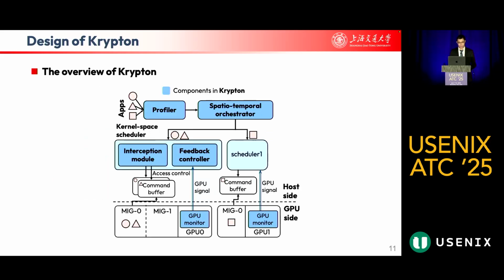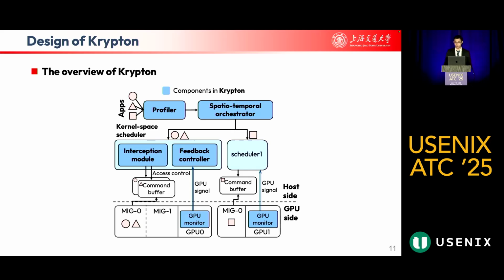All right. In order to provide that support, we propose KRYPTON, a kernel-space GPU sharing mechanism that aims to guarantee the performance of applications as well as capability and fault isolation. It includes multiple modules. For example, a profiler does offline profiling of the applications to learn what time sharing is needed for an application to run on a particular GPU instance. Then we have a spatial-temporal orchestrator, which decides which instance to run on and what the time sharing is for this application.